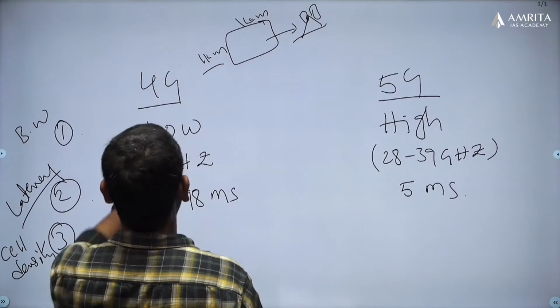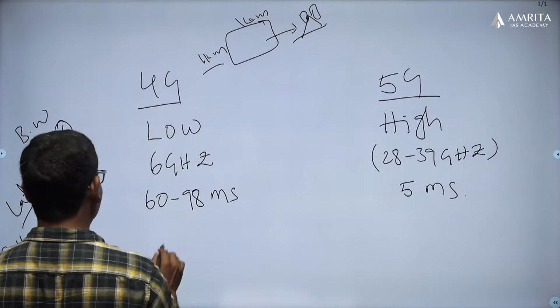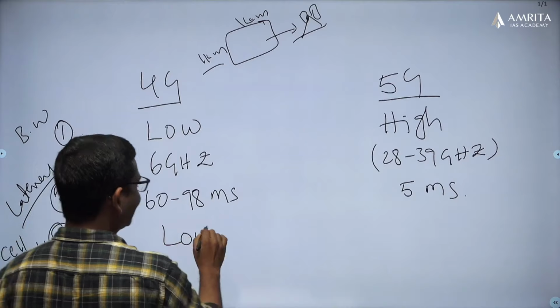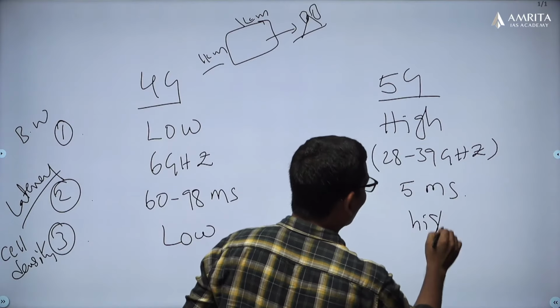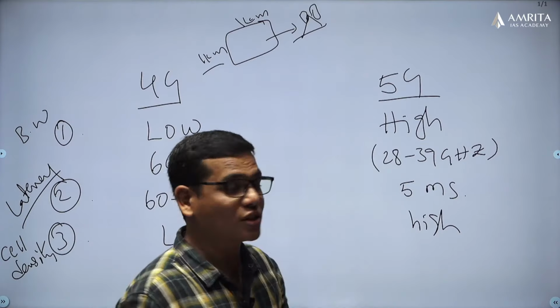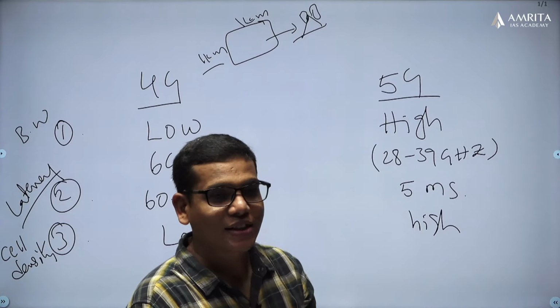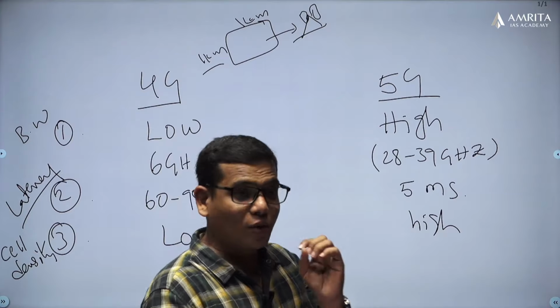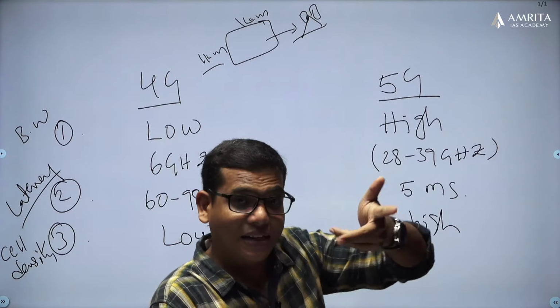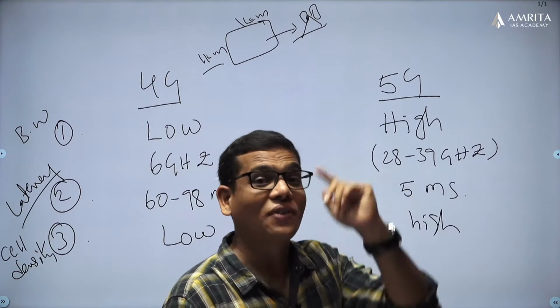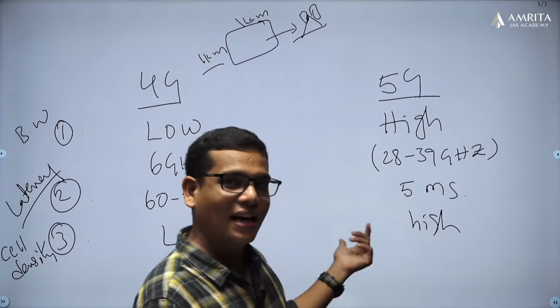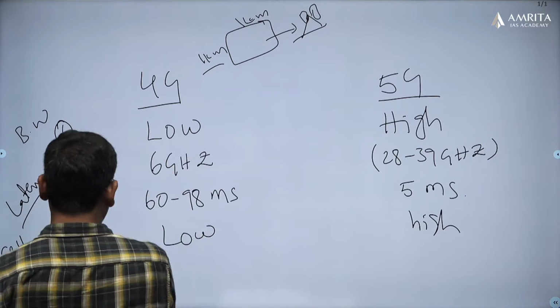But when it comes to 5G, the cell density here is low, but there it is high. That means more connections are possible in a limited area or under a particular tower. So you must understand: more connections, higher data at a faster rate. These are the advantages of 5G.